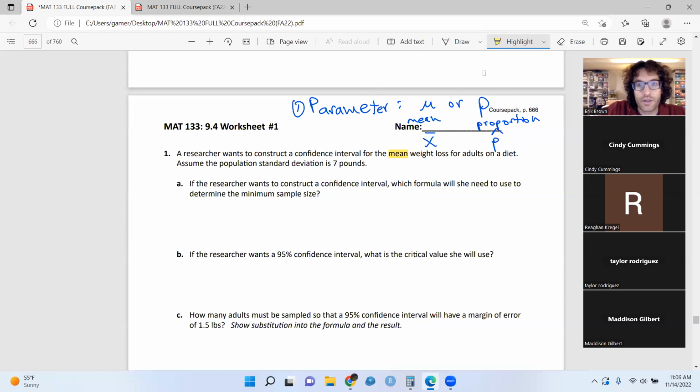The second question you should ask yourself is, what is the question? What are you being asked to do? So let's look at number A. If the researcher wants to construct a confidence interval, which formula will she need to use to determine the minimum sample size? All right, so we're being asked to find a sample size, and we're only being asked to state the formula. Okay, can you all do that?